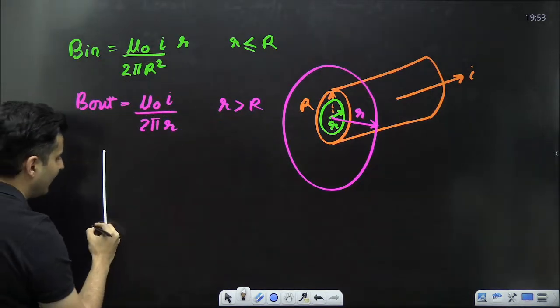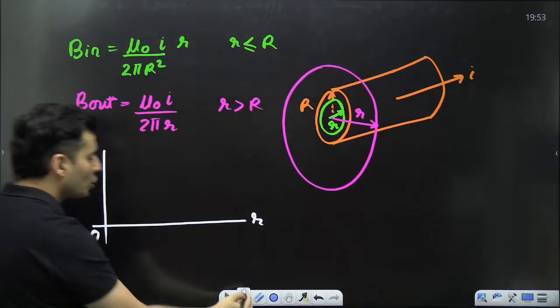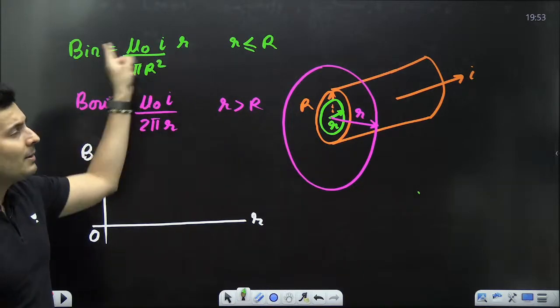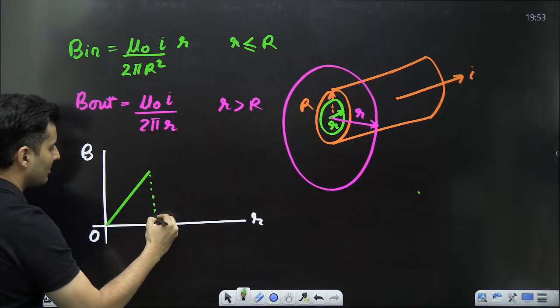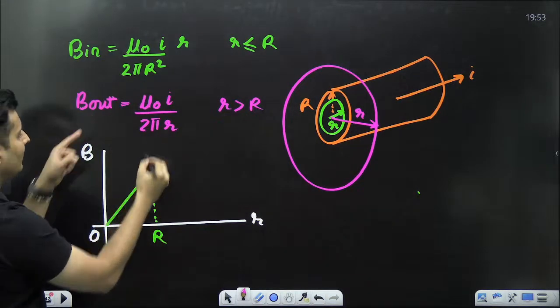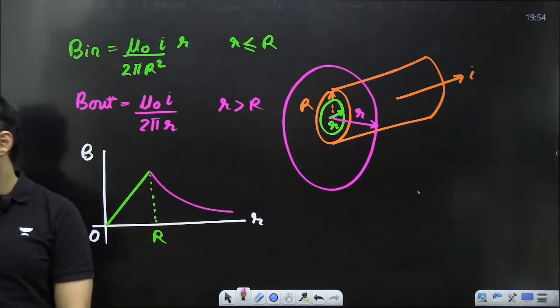You can also look at it graphically. If this is the distance and this is the field, how should it look? When you are inside, it is directly proportional to r. That means it must be a straight line, a straight line till R. But immediately after that, it is inversely proportional to r. So it must be like this. It will be a curved line.